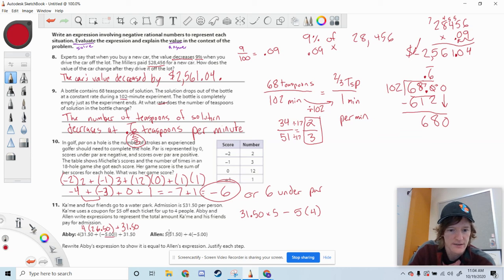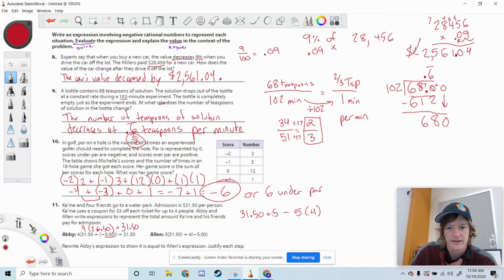Alan says, well, I have 5 full cost tickets, and then I'm going to subtract my $20. So Alan did it a lot like I did. Alan and I are kind of thinking in the same way. But we need to prove that these are the exact same thing. So let's just go ahead and solve it. We can rewrite it and show it, but let's just rewrite it and find the final answer for each one.